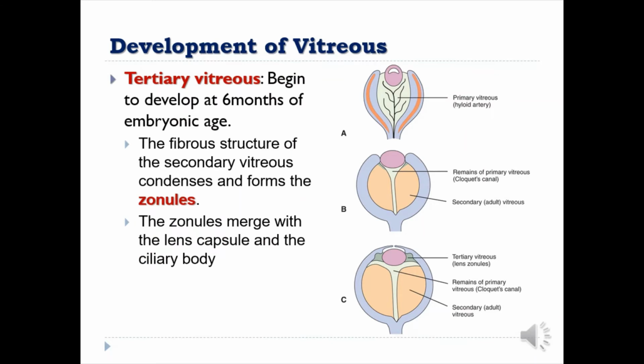Right. So now we will see what is tertiary vitreous. Tertiary vitreous begins to develop at the 6th month of the embryonic stage. So at the 6th month, that means at a later period, the tertiary vitreous is forming. So what is tertiary vitreous? The fibrous structure of the secondary vitreous condenses and forms the zonule. So you can see it over here. This is the secondary vitreous, and this tertiary vitreous is just forming near the ciliary muscle.